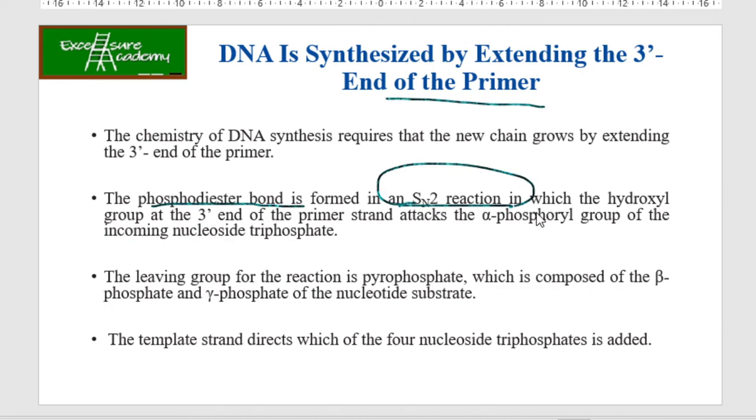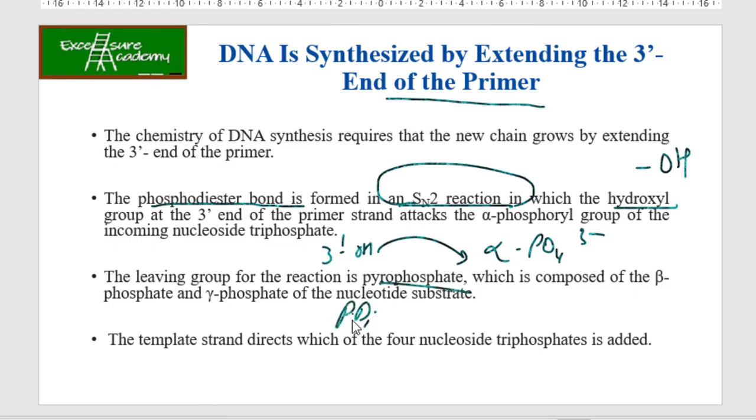Now, how exactly is it happening? In this, the hydroxyl group, that is your OH group, at the 3' end of the primer strand is going to attack the alpha phosphoryl group of the incoming nucleoside triphosphate. So it is the 3' OH attacking the alpha phosphate group. Okay, so the leaving group of the reaction is going to be pyrophosphate. What does that mean? PPi, that is your beta and gamma phosphate. Now the template strand directs which of the 4 nucleoside triphosphates is added. So if you have A T, then in the new strand T and A will come. Okay, it is going to be complementary.